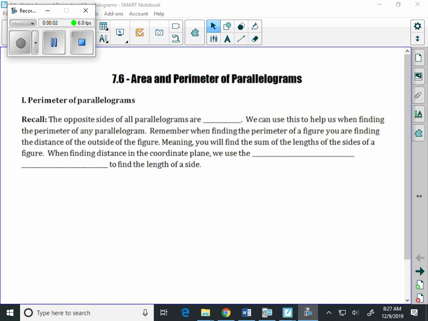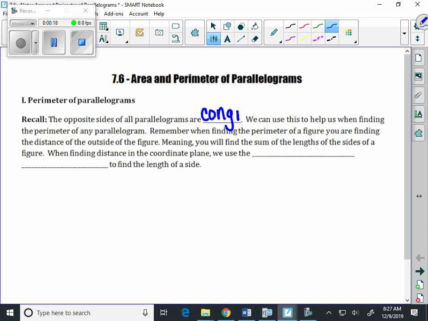Today we're going to talk about area and perimeter of parallelograms. And we'll start with the perimeter. And the thing about parallelograms is that opposite sides of parallelograms are congruent. And once we know that they're congruent, that means they have the same length. We can use this to help us find the perimeter of any parallelogram.